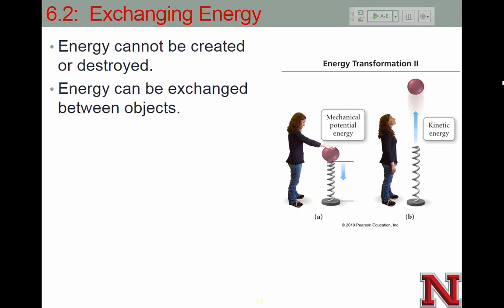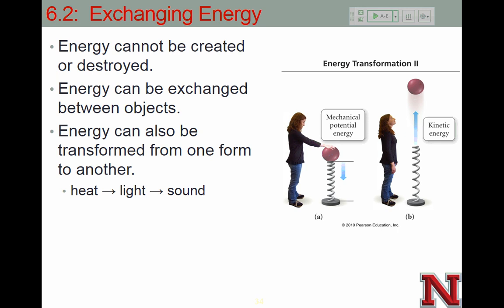So, of course, energy cannot be created or destroyed. Energy can be exchanged, however, between objects. So energy can also be transformed. Heat energy can be transformed to light energy, to sound energy. There's a couple of ways we can transform energy, but it's not being created or destroyed. It can be transferred. And our most common that we'll be talking about is transferring potential to things like kinetic energy or thermal energy for this particular chapter.